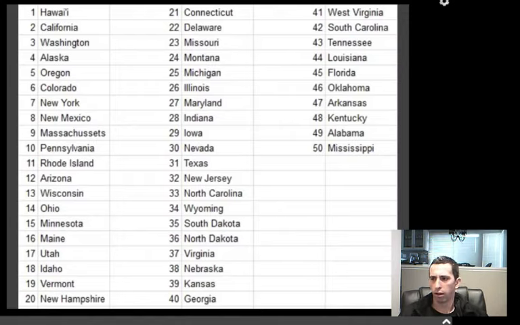Where would DC rank? Oh man, I'm not really a fan of DC, but the Smithsonian's gotta be pretty good. Where would I put DC? Better than Nevada for sure. Yeah, DC's middle of the pack. Probably put it somewhere in the 20s. That's a good question.